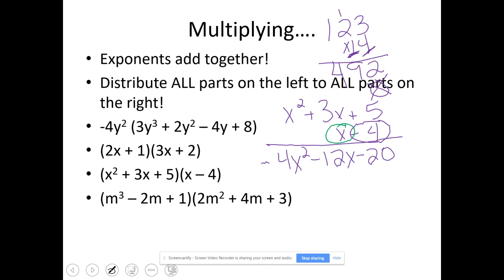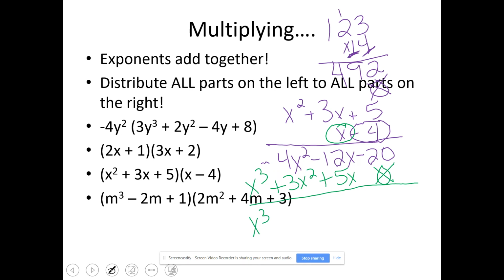And now I'm going to multiply by x. Remember, this is done. So we have our placeholder. X times 5 is positive 5x. X times 3x is positive 3x squared. And x times x squared is x cubed. And see, our like terms are already lined up nice and neat.